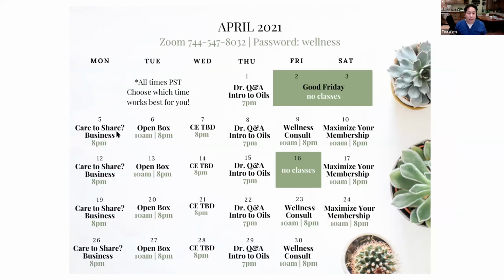Okay. This is the list of classes that we're doing in April. Today is April 12th. We're doing our Share to Care business opportunity, but tomorrow is open box. Then we have CE classes, intro to oils. The 16th we do not have classes on this Friday, but this 17th we do have a class on maximize your membership. And then just rinse and repeat. So you don't have to create the wheel, and you don't have to host your own classes. You can come to all the classes. You can bring your family and friends or your customers to these classes, and they can be educated and supported.